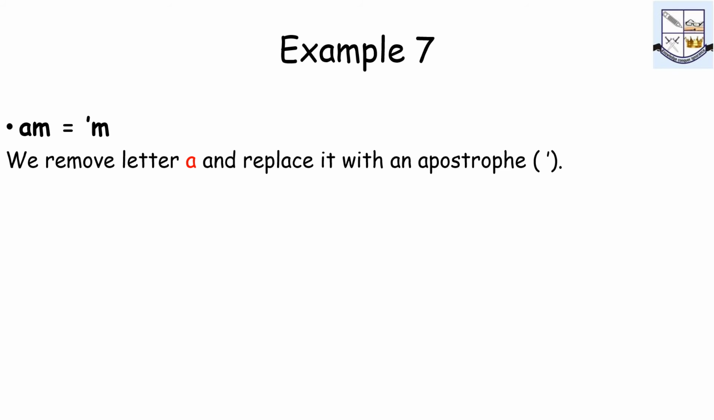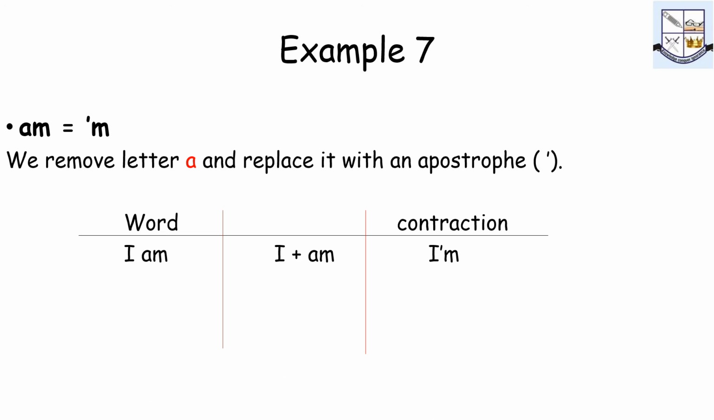Example 7. Am equals apostrophe M. We remove letter A and replace it with an apostrophe. So the contraction for am is apostrophe M. I am. The contraction for I am is I'm.